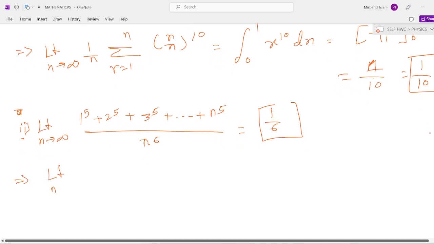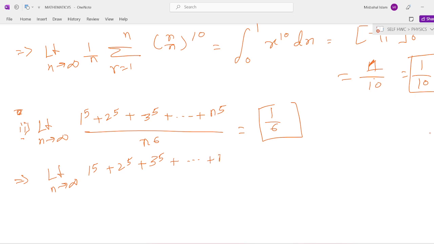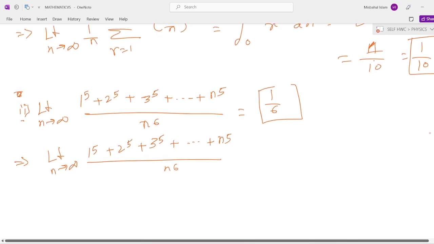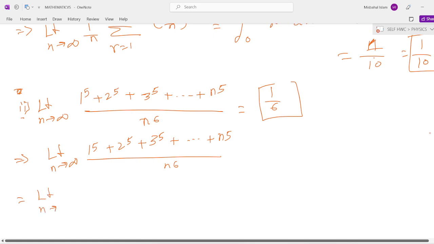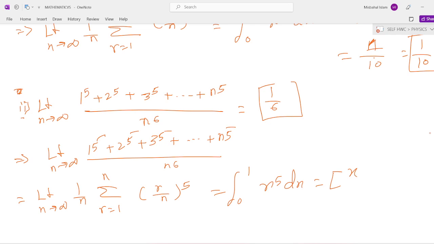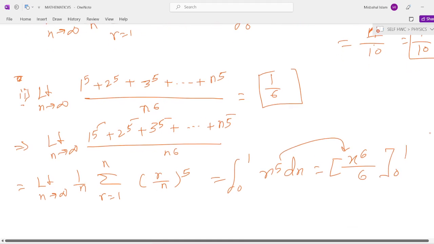Okay, so given the question, the limit as n tends to infinity of (1 to the power 5 plus 2 to the power 5 plus 3 to the power 5 plus dot dot dot plus n to the power 5) by n to the power 6 is equal to the limit as n tends to infinity of 1 by n, summation of r equals 1 to n, (r by n) to the power 5, because each term has power 5. This is equal to the integral from 0 to 1 of x to the power 5 dx. By this formula, it is x to the power 5 plus 1, that is x to the power 6 by 6, from 0 to 1. And this is upper limit minus lower limit, which is 1 by 6. This is the answer. Proved.